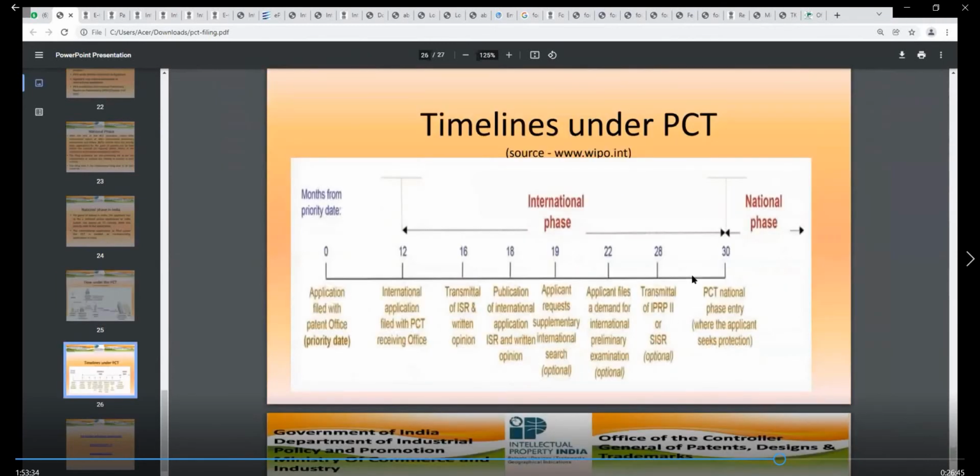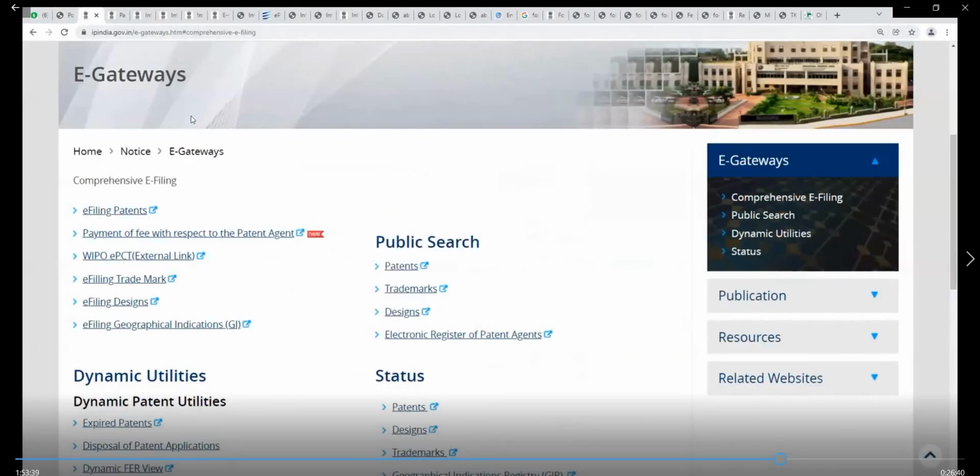So this is the timeline for the application. Is my screen visible to everyone? Yes, yes, madam, it is visible.